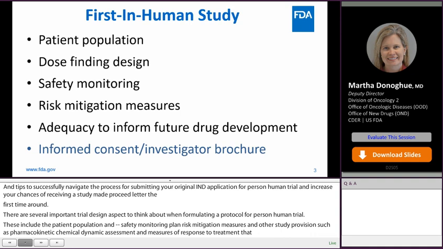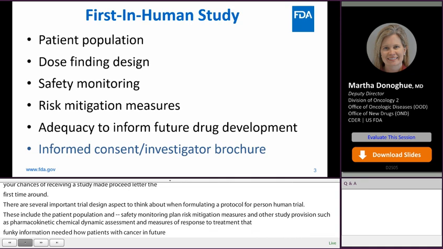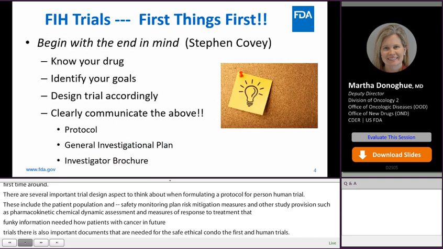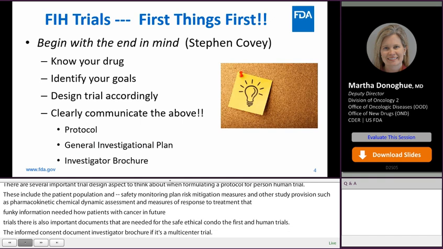There are also other important documents that are needed for the safe and ethical conduct of first-in-human trials: the informed consent document and investigator brochure, if it's a multi-center trial. However, before thinking about these individual aspects of first-in-human protocol design, it is important to take a step back and think about the big picture.